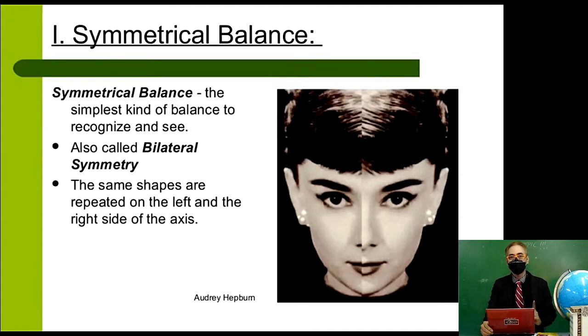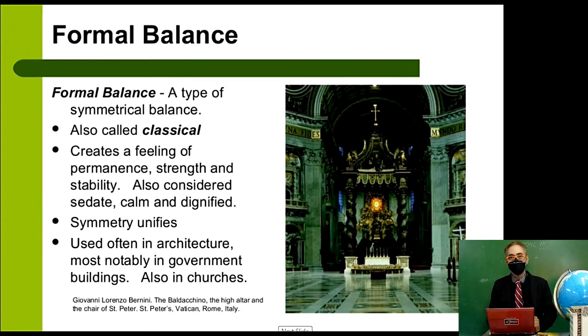Symmetrical balance is the simplest kind of balance to recognize and see, also called bilateral symmetry. The same shapes are repeated on the left and the right side of the axis. Formal balance, a type of symmetrical balance also called classical, creates a feeling of permanence, strength, and stability, and is also considered sedate, calm, and dignified.